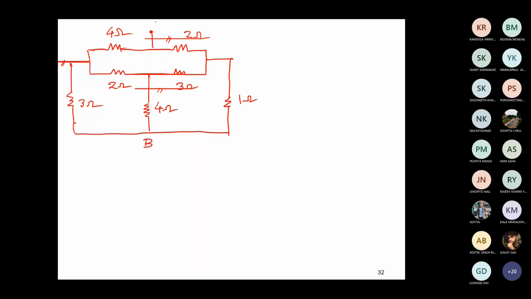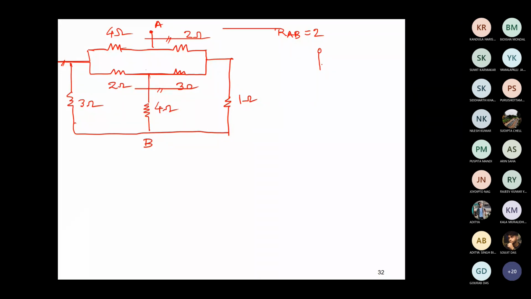So this is terminal B, this is terminal A, and you are to find out what is RAB here. What is RAB, that you have to find out. So what is the way out? If we have to find out the equivalent resistance between A and B, what shall we do? See, here there is one delta, isn't it? This one is a delta. It's not drawn like a delta, but you can always have it like a delta.